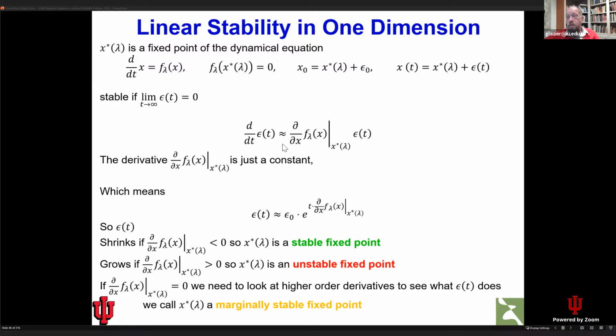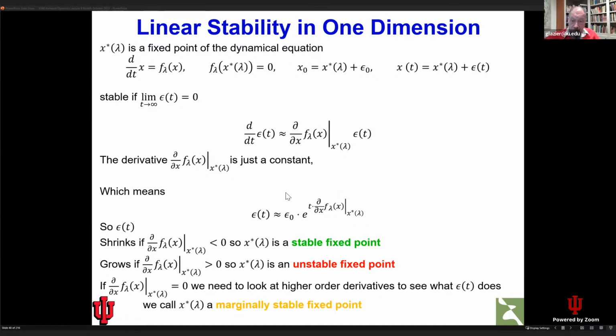So d by dt of epsilon is approximately d by dx of f evaluated at x star times epsilon. But this term, d by dx of f at x star, is just a constant. And that means epsilon of t is the initial value of epsilon times e to the t d by dx f of x evaluated at x star. So if this derivative is positive, the distance between our fixed point and the position of our value grows, and we're unstable. If it's negative, we come back and it's stable. So the deviation grows exponentially if that derivative is positive, and it decreases exponentially if that derivative is negative.